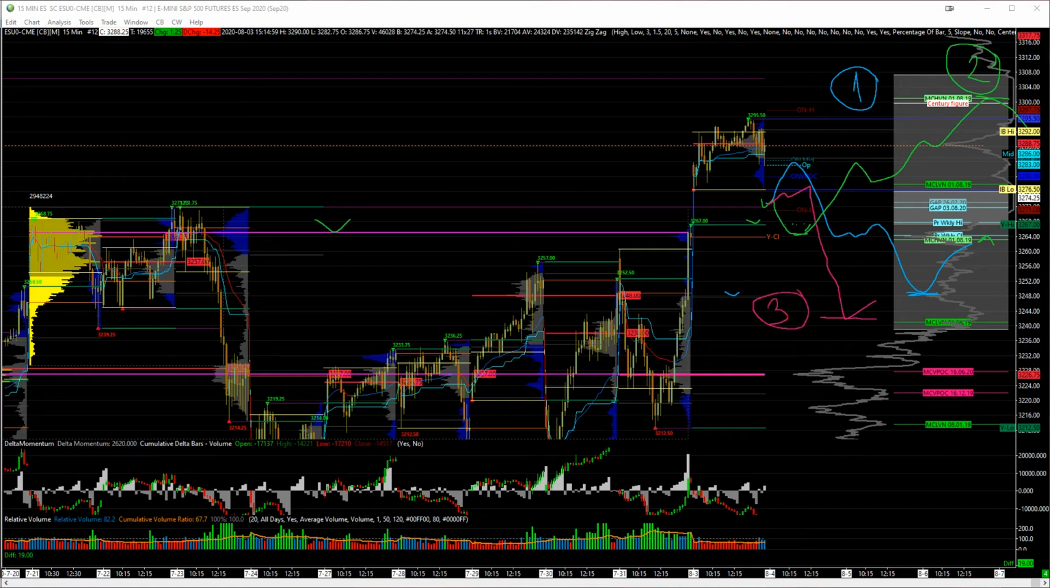Scenario 4 is the opposite, where we test lower briefly and impulse up to the previous day's VPOC, the overnight high, and we close the gap. Test the gap high. That's scenario 4.